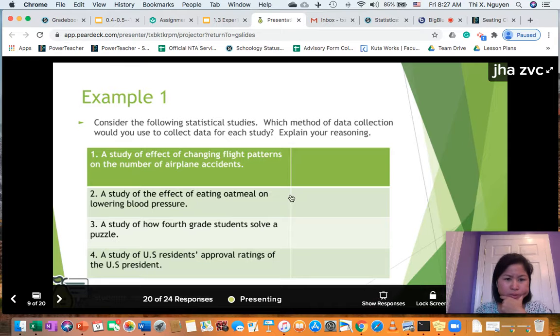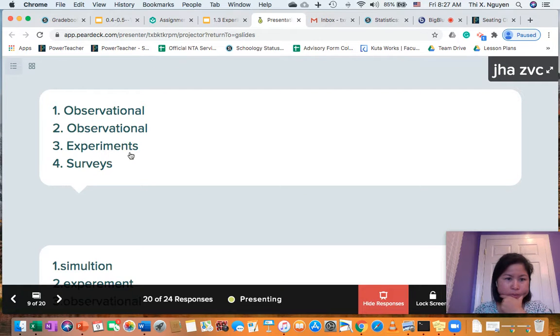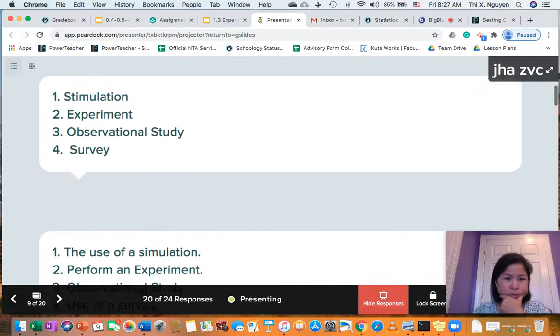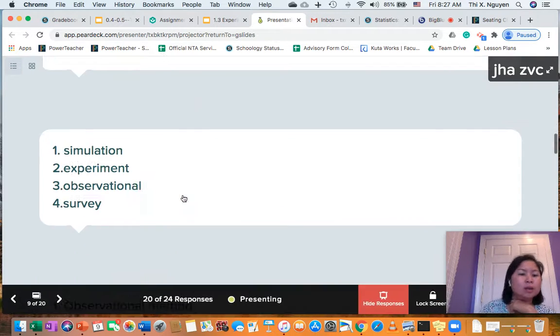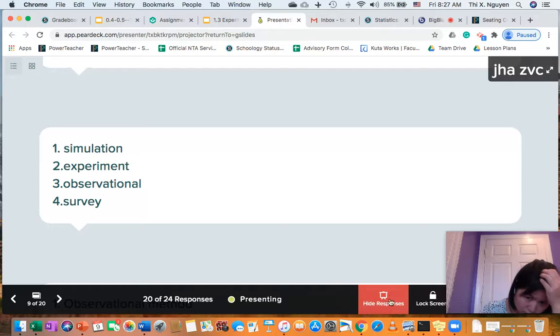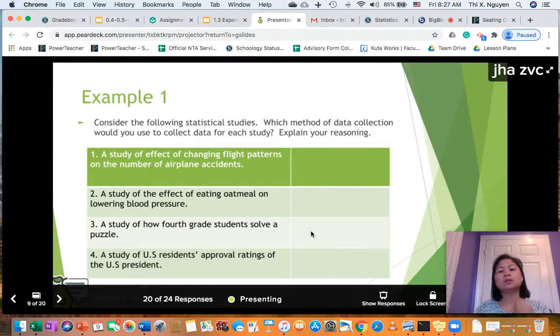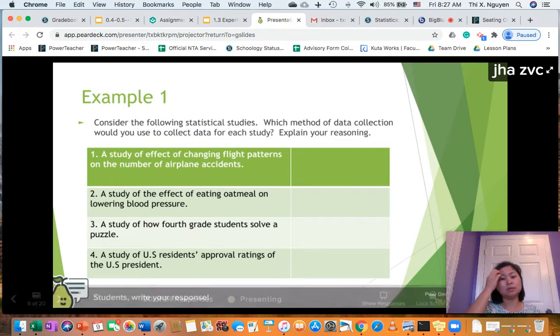Number 3, let me see what most of you say for number 3. Experiments, observation, survey, observational, survey. Okay. All right, so I see most of you chose observational. So observational for number 3 is correct. It's not an experiment because you're not experimenting with anything, right? You just look at the 4th grader solve a puzzle. You just look at how they do it.